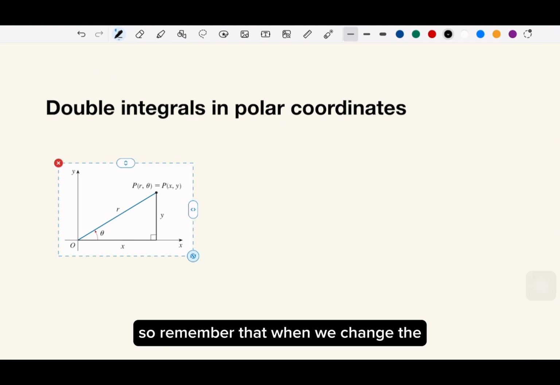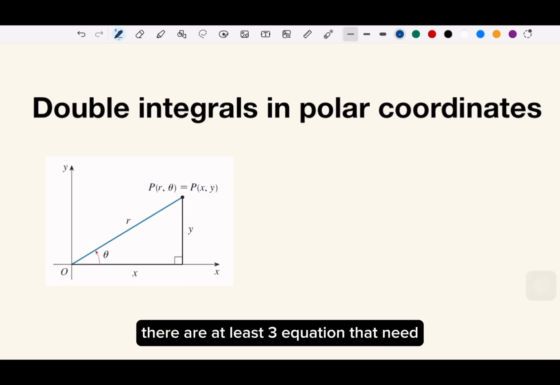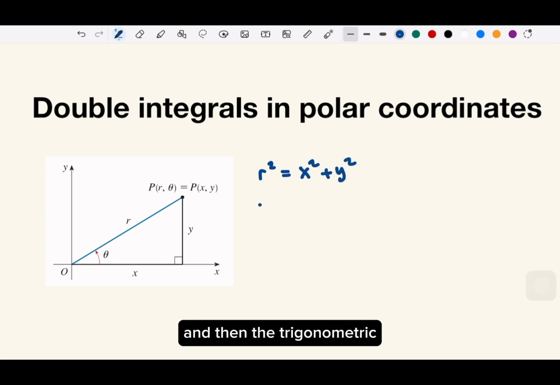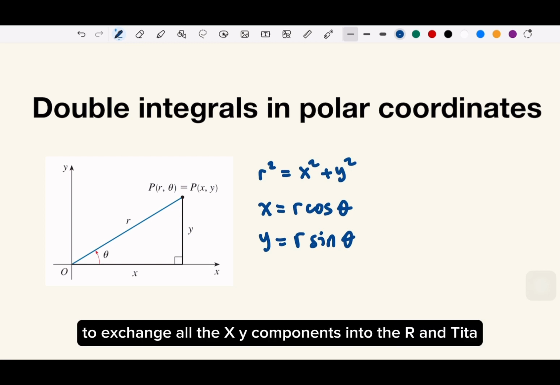So remember that when we change the Cartesian into polar, when we convert, there are at least 3 equations that need to be remembered. That is the circle equation, and then the trigonometric conversion for the x, y to r theta, using all these 3 stuffs. So we are going to exchange all the x, y components into the r and theta.